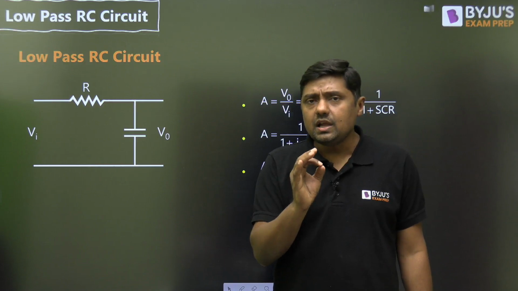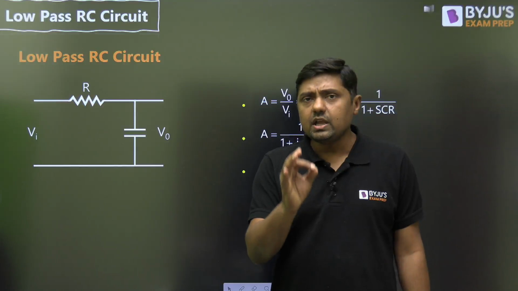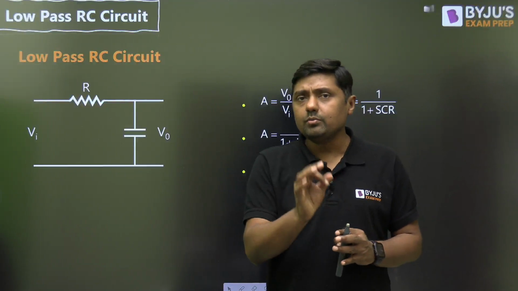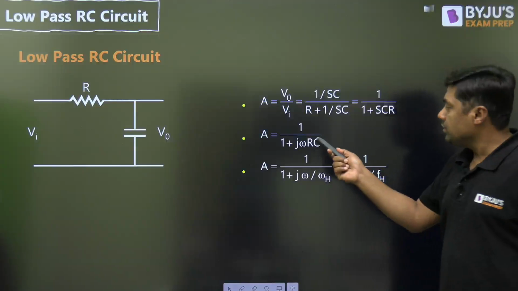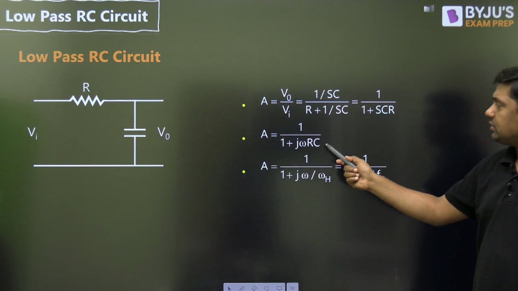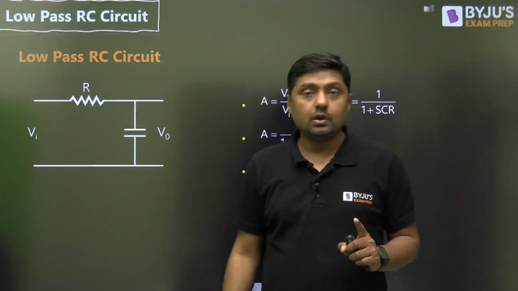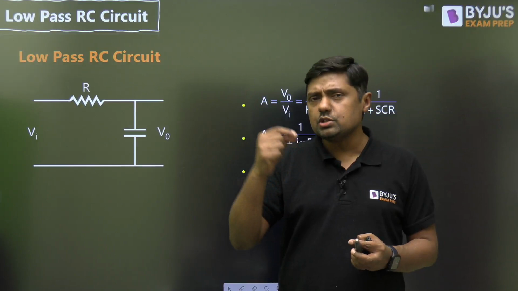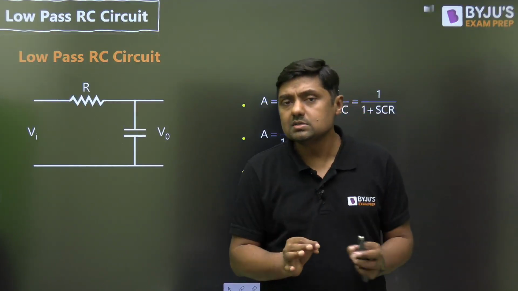And exactly at omega equal to 1 by RC, the gain will become 1 by root 2 of maximum. And that's why 1 by RC is called the 3 dB cutoff frequency. So when I put omega equal to 1 by RC, the gain will become 1 upon 1 plus j1. Find the magnitude of that gain, you will get 1 by root 2. And when we put omega equal to 0, the gain will become 1, the maximum gain of the system.